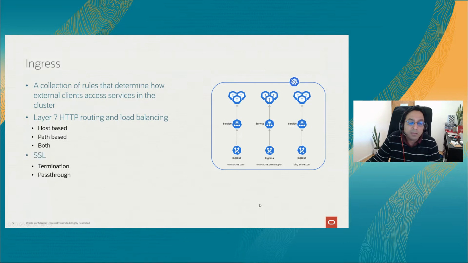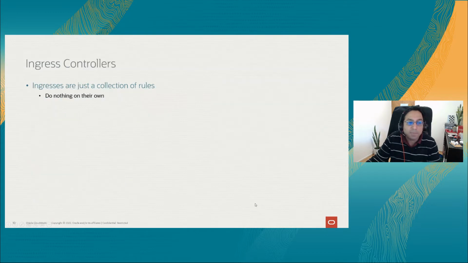The other thing that Ingress can do is to determine how to handle SSL. You can either do SSL termination, or you can do SSL pass-through. We're going to look at this a little bit later. An Ingress is basically implemented as a Kubernetes API resource. It's a first-class citizen now in Kubernetes, and it's got its own API.